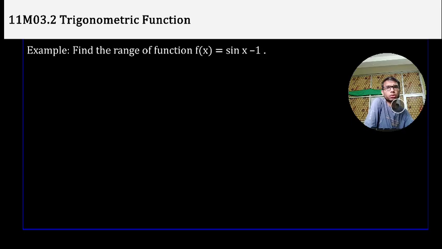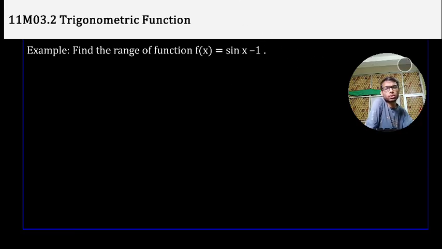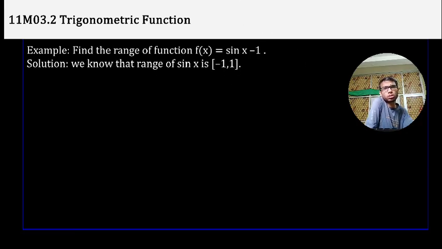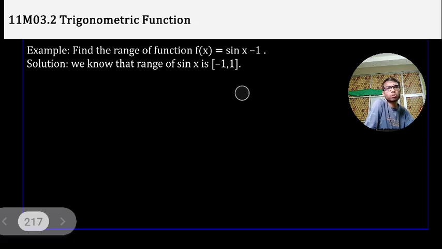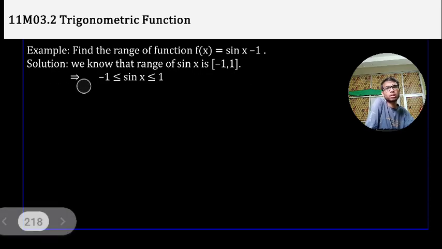We have this question based on domain and range. Find the range of the function f(x) = sin x − 1. We know that the range of sin x is [−1, 1]. So first of all we will put −1, including −1 till 1, including 1 also.